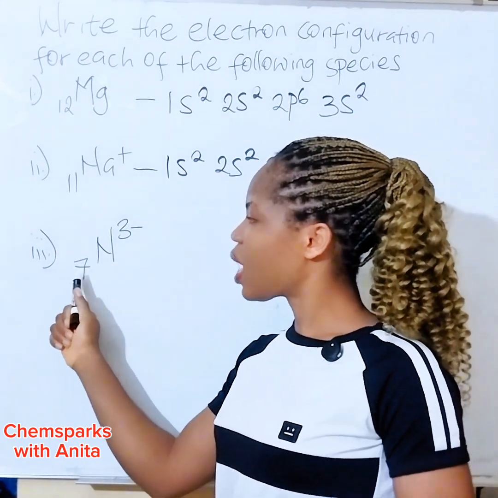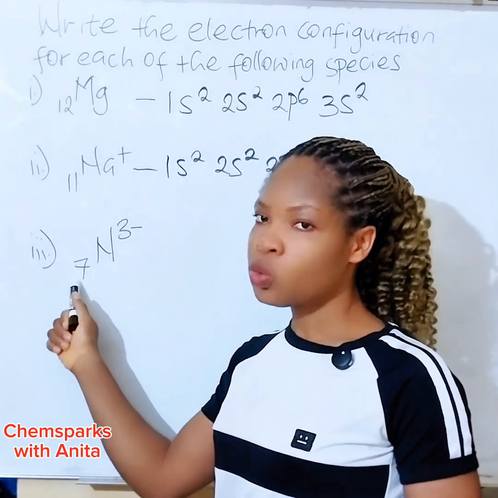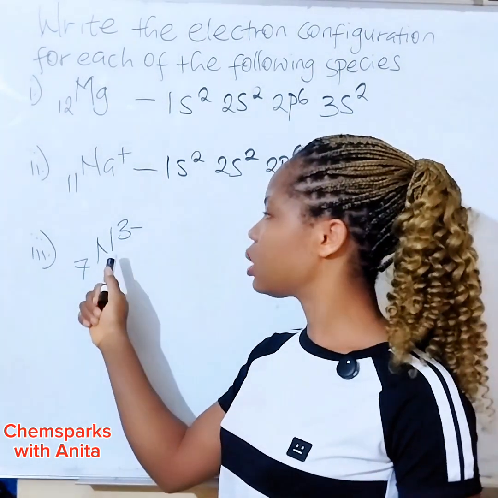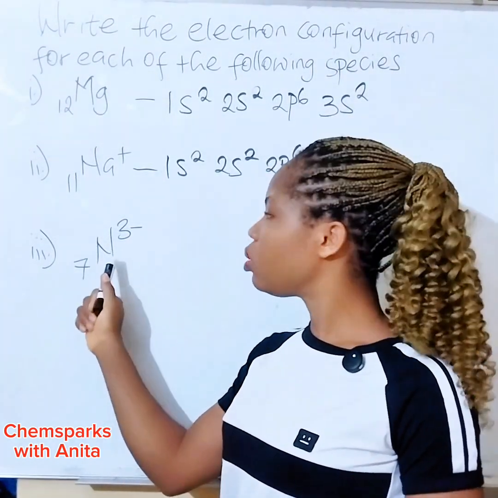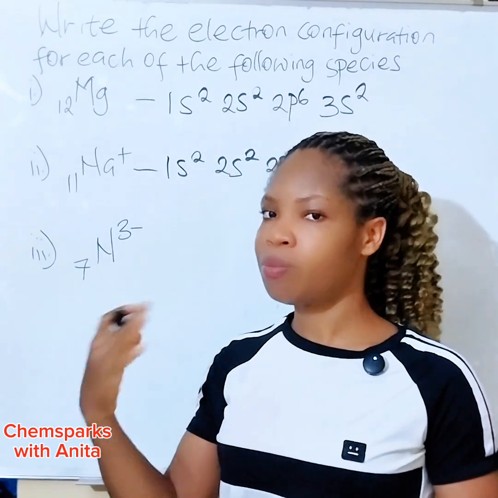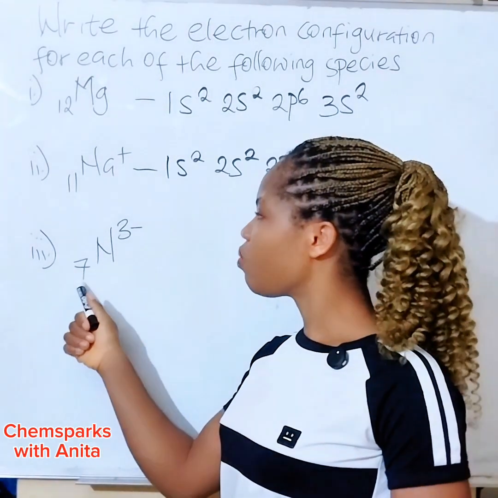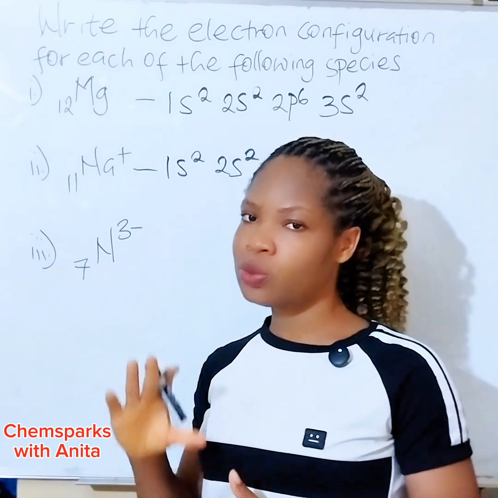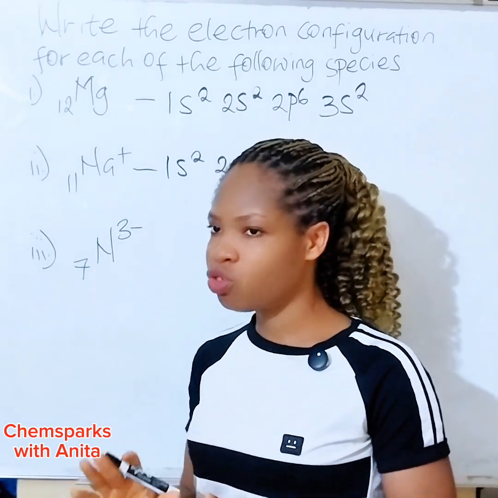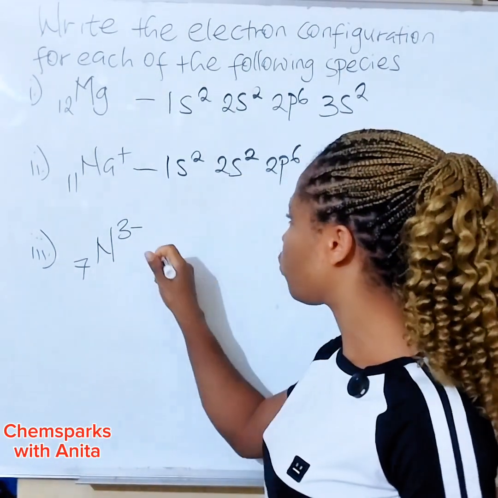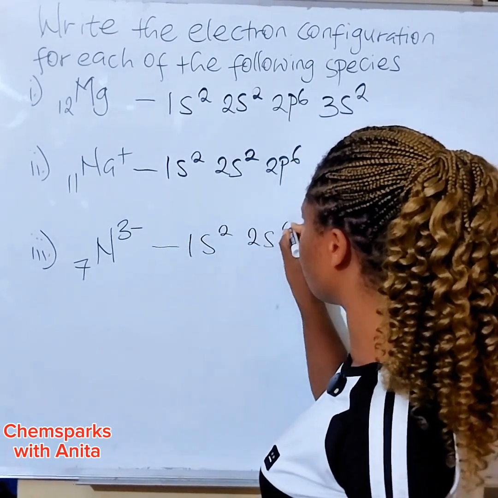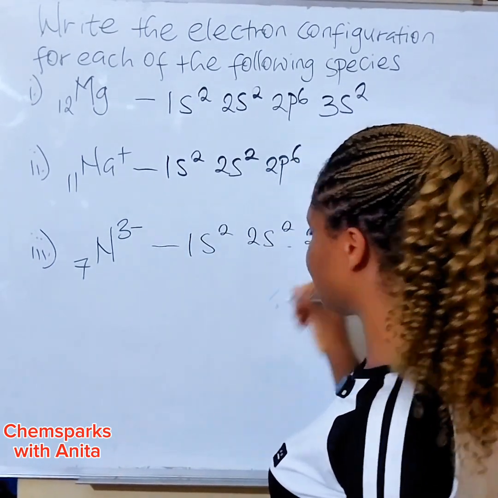The 3 electrons added to this 7 here is going to give us a total number of what? 10 electrons. The number of protons present in this ion is 7, but the number of electrons increased by 3. So 7 plus 3 is going to give us 10. That means the nitride ion has a total number of what? 10 electrons. So the electronic configuration for this ion is 1s2, 2s2, and then 2p6.